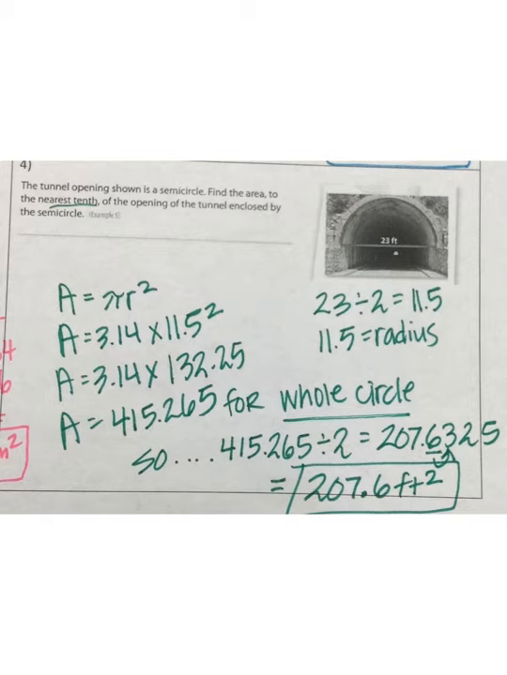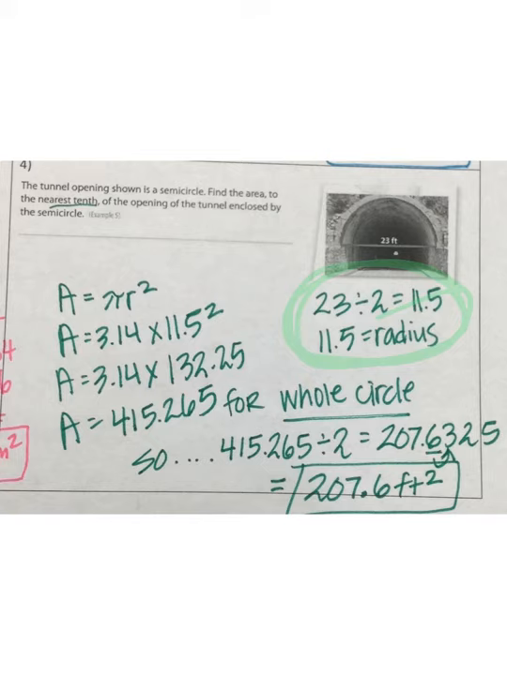Okay, so I started with the formula pi times the radius squared. And when I substituted my values, instead of putting 3.14 times 23 squared, I put 11.5 because 11.5 is the radius. If I put in 23, I'm making the formula pi times d squared, which is not the formula. So then I squared 11.5 and got 132.25 and multiplied it by pi and got 415.265 for the whole circle.